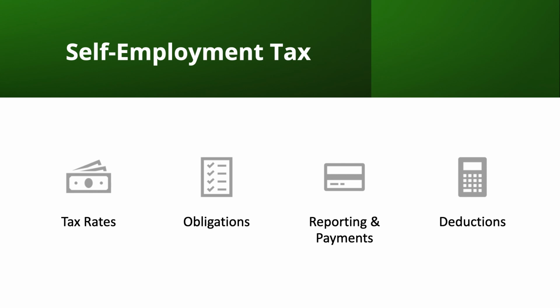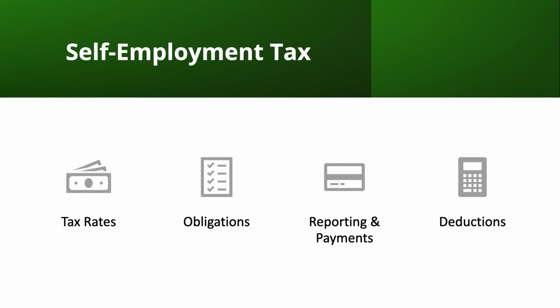Next, we have self-employment tax reporting and payment. Self-employed individuals must report their self-employment income and pay self-employment taxes using the Form 1040 Schedule SE. The form calculates the amount of self-employment taxes owed based on the individual's net earnings. Self-employed individuals may need to make estimated tax payments throughout the year to avoid penalties for underpayment. Now, if you're working for somebody else, like another business, you would get a 1099.